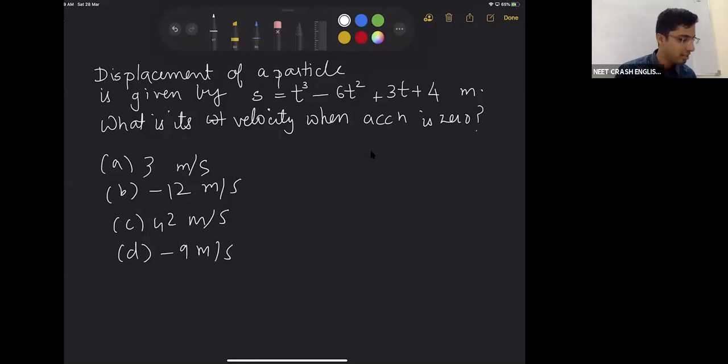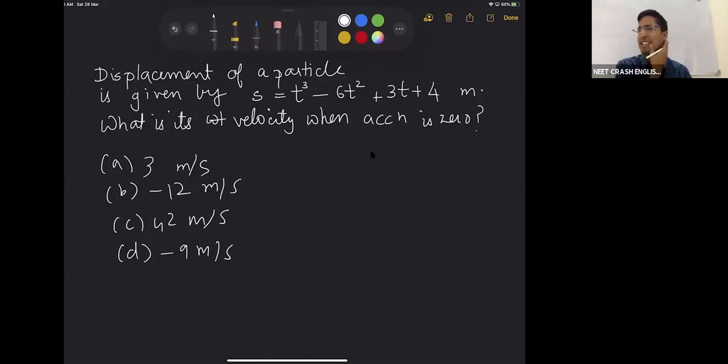What is the velocity when acceleration is 0? I can see some B's, some D's. Mostly the answers are B and D. Okay, let's see what the correct answer is.